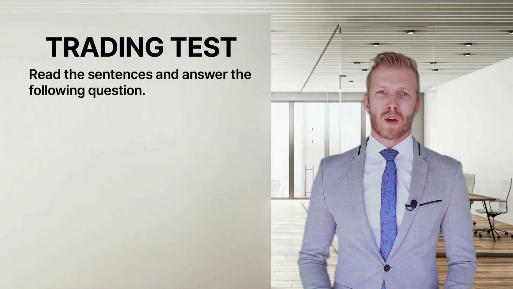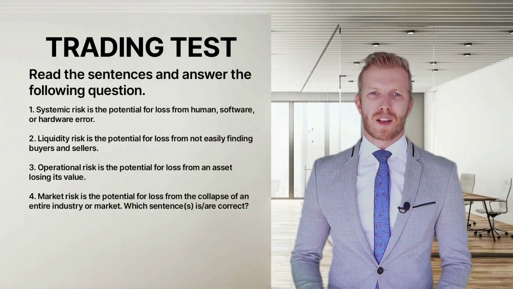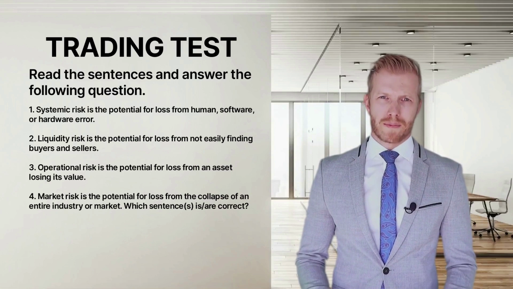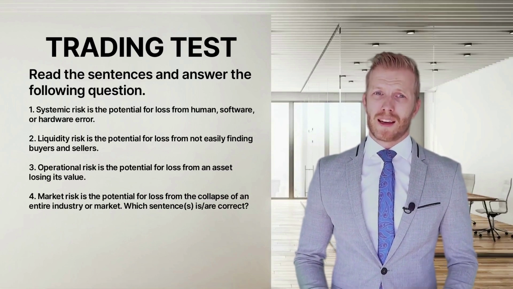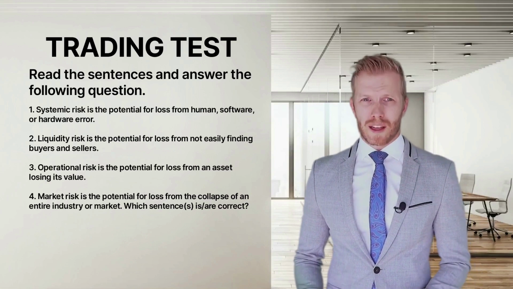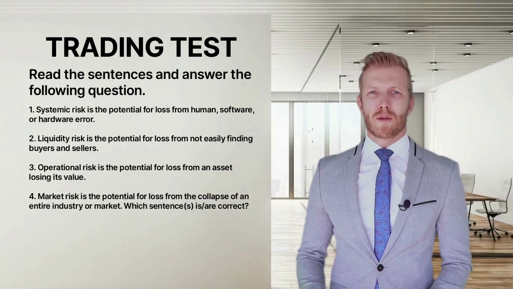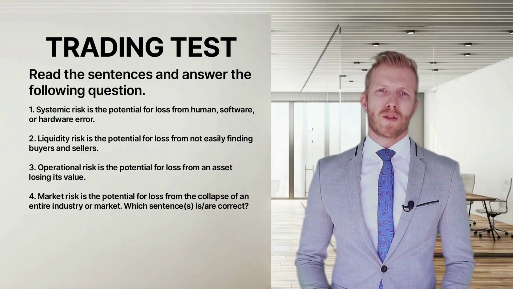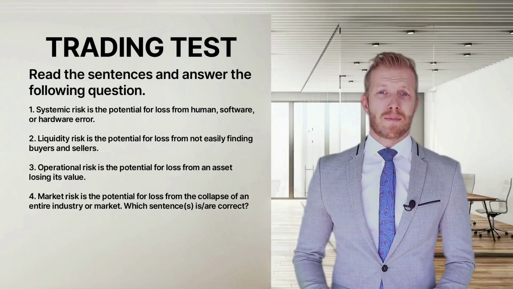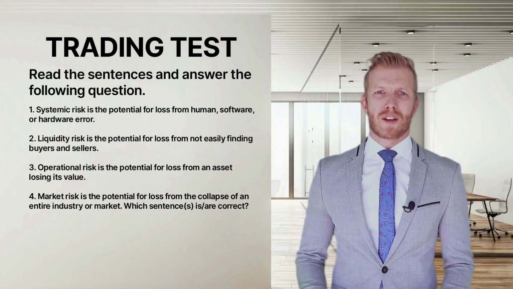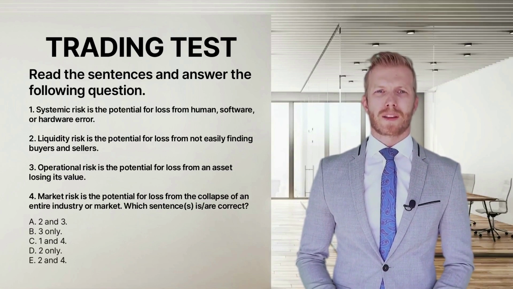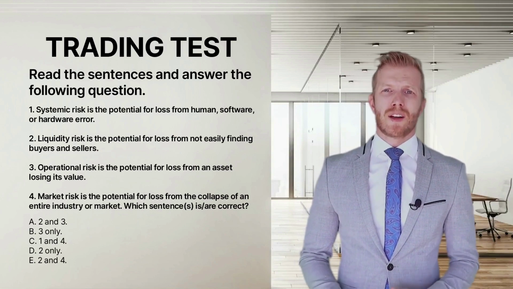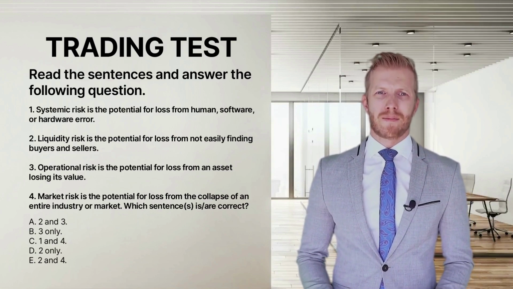Read the sentences and answer the following question. 1. Systemic risk is the potential for loss from human, software, or hardware error. 2. Liquidity risk is the potential for loss from not easily finding buyers and sellers. 3. Operational risk is the potential for loss from an asset losing its value. 4. Market risk is the potential for loss from the collapse of an entire industry or market. Which sentence is correct? Answers: A. 2 and 3. B. 3 only. C. 1 and 4. D. 2 only. E. 2 and 4.